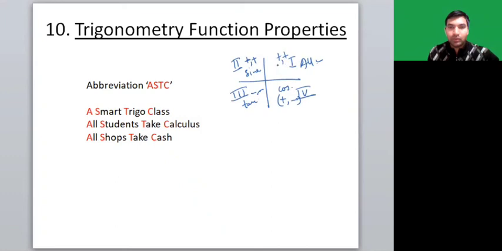So how to remember this? The abbreviation for this could be ASTC. A stands for all, S for sine, T for tangent, and C for cos. A mnemonic to remember this is "a smart trigo class", or "all students take calculus", or "all shops take cash". Okay, so this could be a mnemonic you can use to remember the trigonometric function properties. So friends, I hope you like these mnemonics.